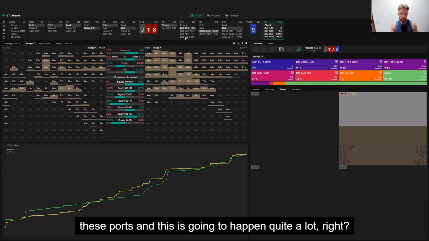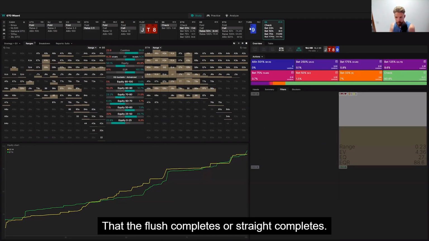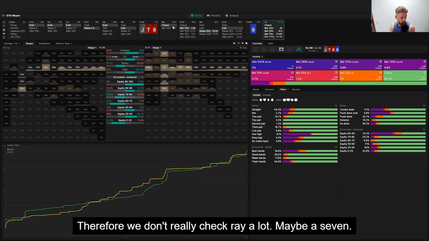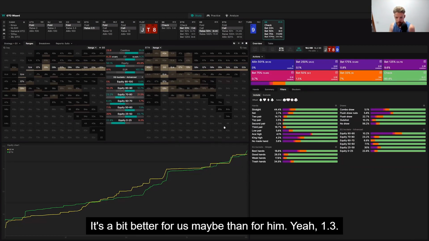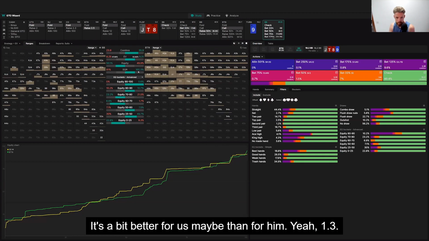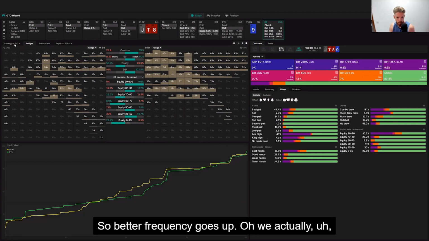So again, these boards, and this is going to happen quite a lot, right? That a flush completes or straight completes. Therefore, we don't really check raise a lot. Maybe a 7. It's a bit better for us, maybe, than for him. Yeah, 1.3. So our betting frequency goes up.